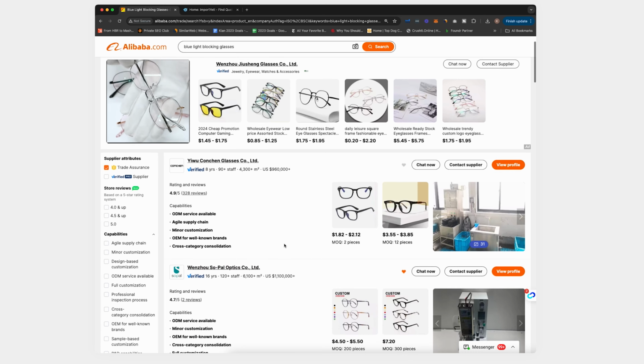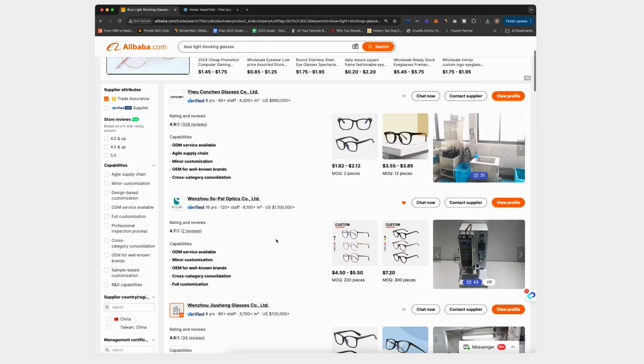And then as we scroll down the list, I always pay attention to the first word in the company name, because the first word is the city or the province in which that factory is located. Now, in China and other parts of the world as well, there's one region which specializes in a particular product. So I want to find out what that region is. What's the region in China which specializes in glasses?